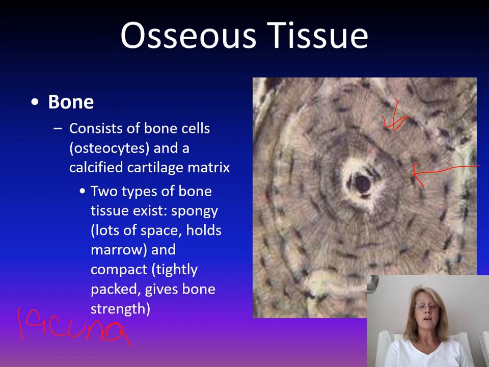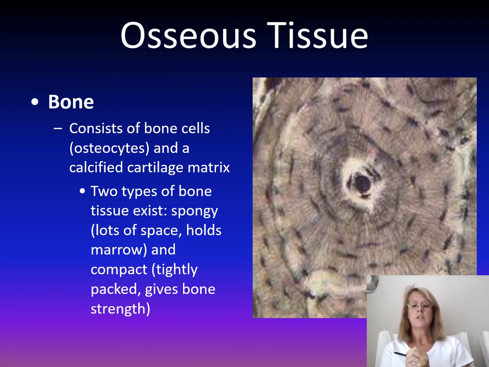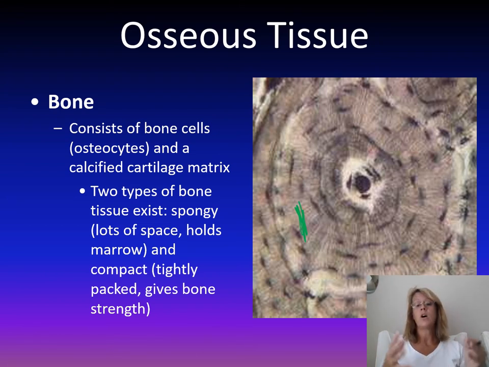Now, the matrix itself would be a solid. All of this stuff in here, that would be what's called the lamella. L-A-M-E-L-L-A, your lamella. That's the hard portion of the bone, and it makes what we call compact bone. Compact bone is the really, really strong part of the bone. And when bone is made, it's made as compact bone.